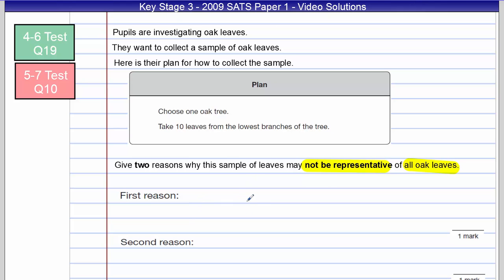So there are lots and lots of reasons that you could pick for this. I'll give some examples. You could say the sample is too small and they should pick more than 10. You might say that they should choose more than one tree because some of the other ones might be different. You might want to say that they should choose trees in different areas. You might want to say that they should pick some leaves from higher up. So there are lots of reasons. So the 2 I'm going to give are they should pick more than 10 and that they should use more than one tree.